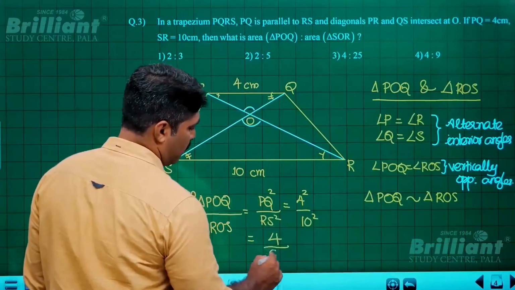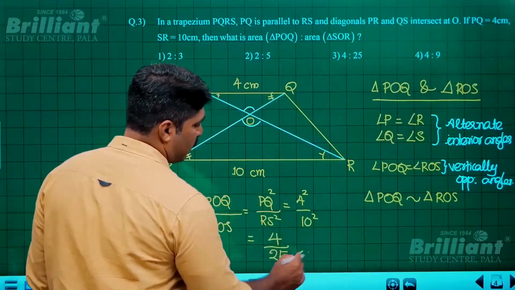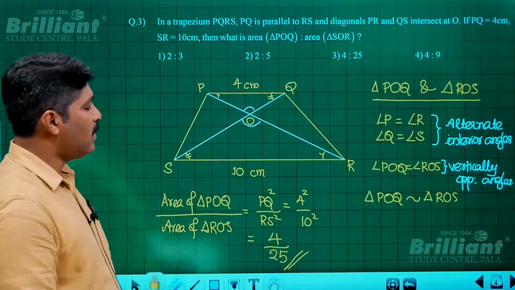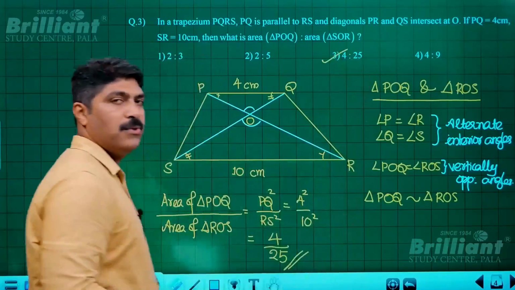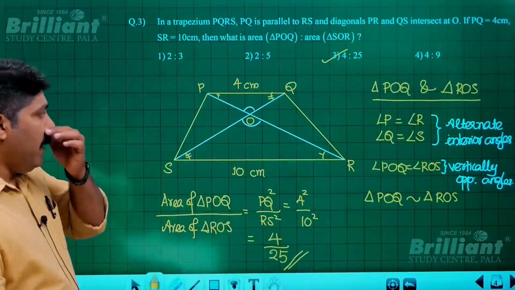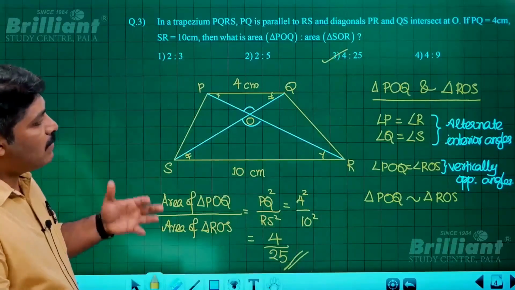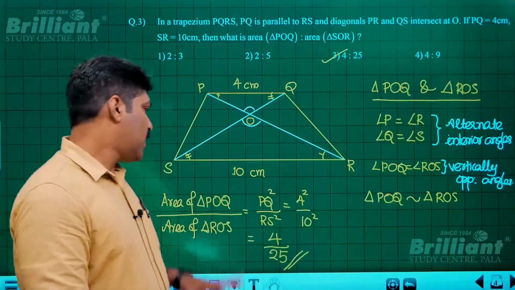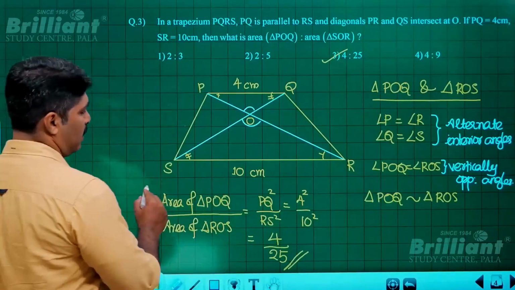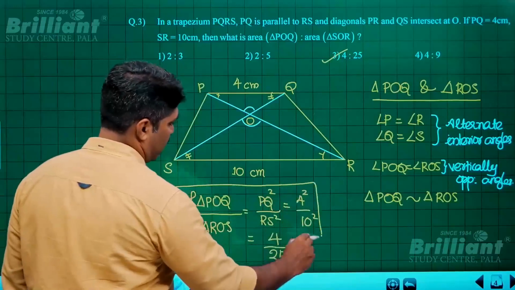4 by 25. So this is our required ratio. How to express this value in the ratio form? This is 4 is to 25. So whenever you are facing a similar type of question in your papers, you just keep this point in your mind. So this is the important point here, correct?